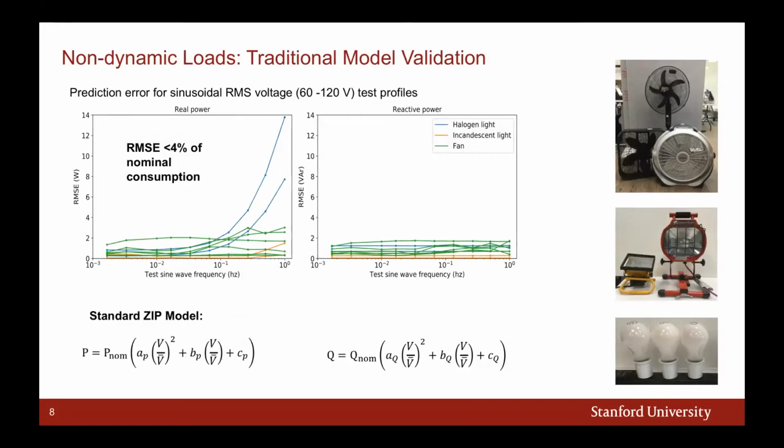Before I dive into the specifics of the two load categories we focused on, there are still a lot of residential loads where the traditional models work just fine. Here we show error in real and reactive power for various common load types like fans and lights. These loads don't exhibit significant dynamics. So if we excite the RMS voltage, even in a pretty broad frequency range, with periods from 100 seconds to 1 second, the RMSE errors are quite low in both real and reactive power.